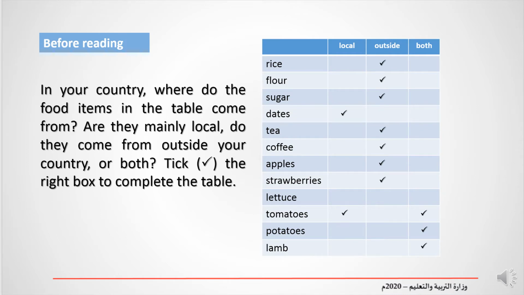To become familiar with the topic of the article you are supposed to read later, here is a pre-reading activity. In your country, where do the food items in the table come from? Are they mainly local? Do they come from outside your country, or both? Check the right box to complete the table.